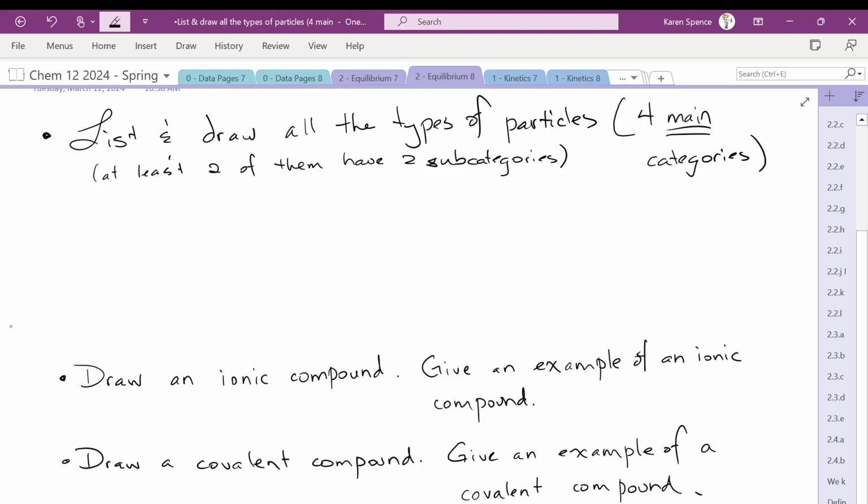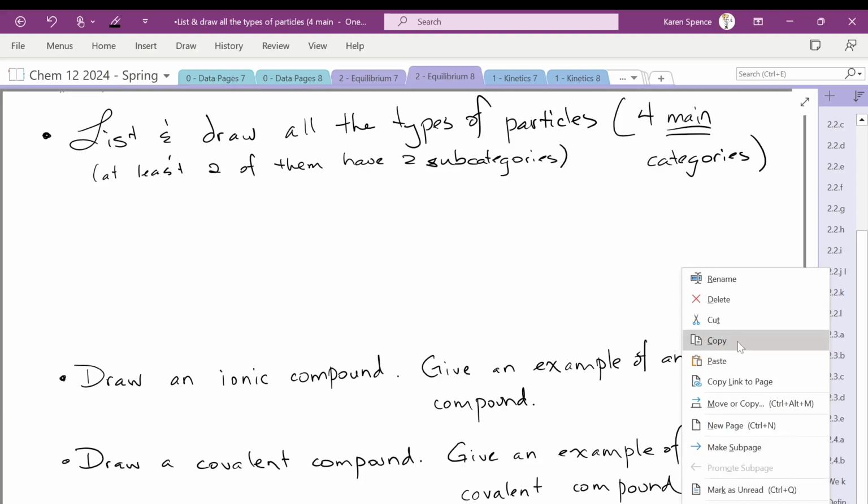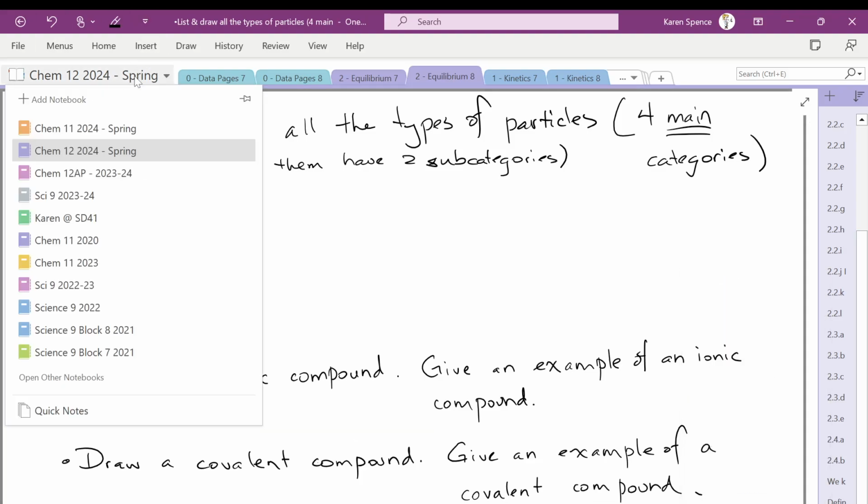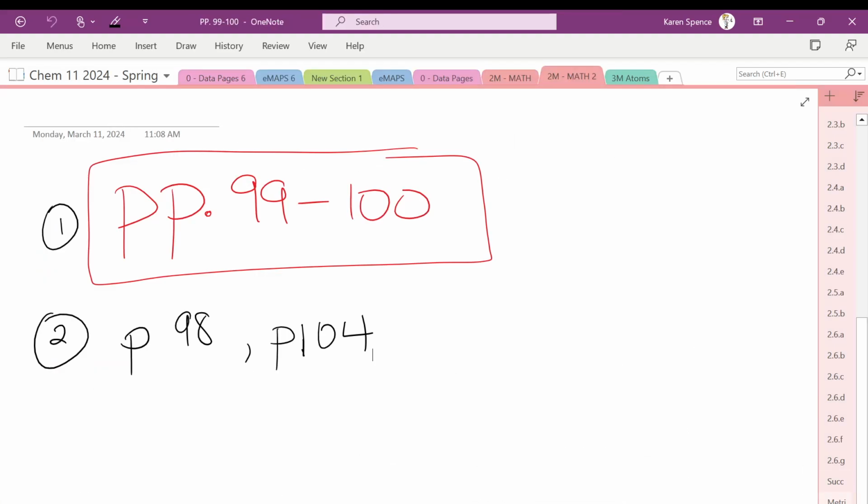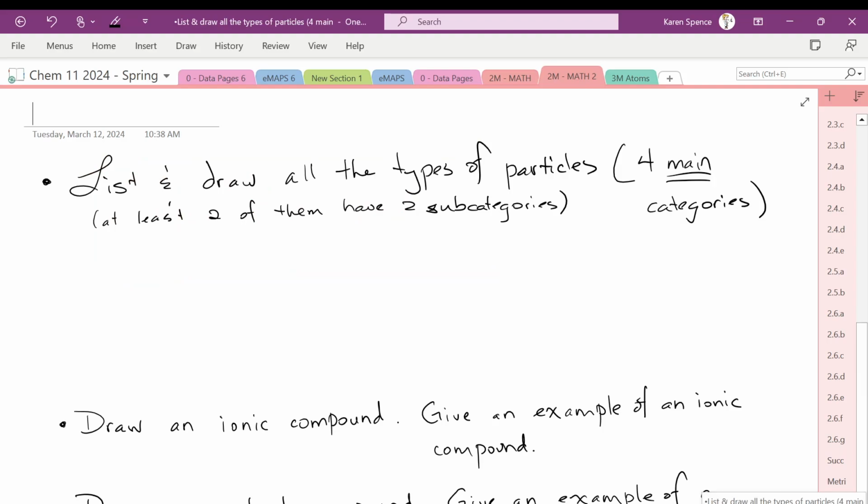Oh, I've got these notes in the wrong section. Okay, here, let me just copy this. Whoops. Copy. And let's paste it into Chem 11 because this isn't really Chem 12. There we go. Control V. There we go. That's better.